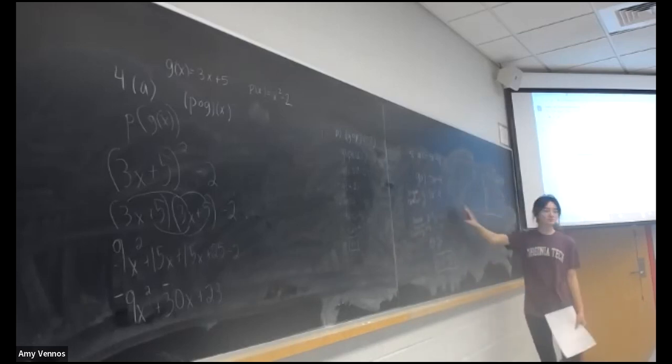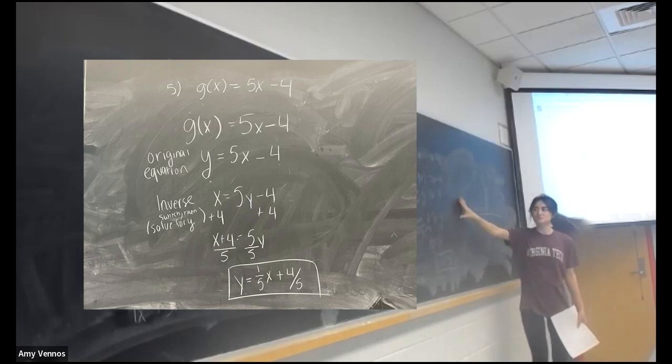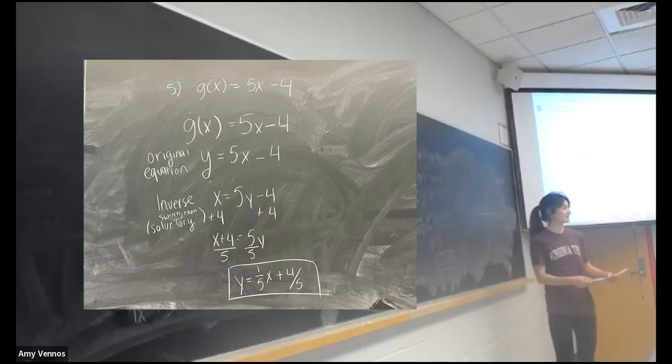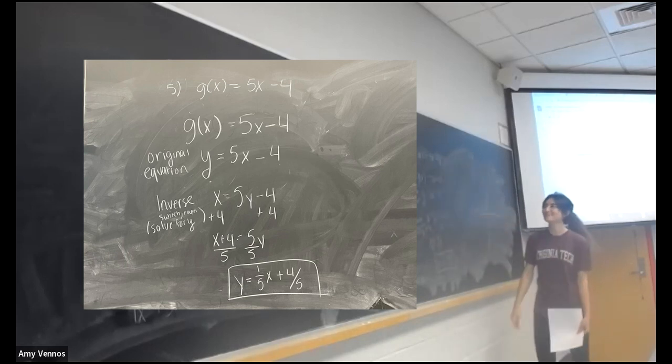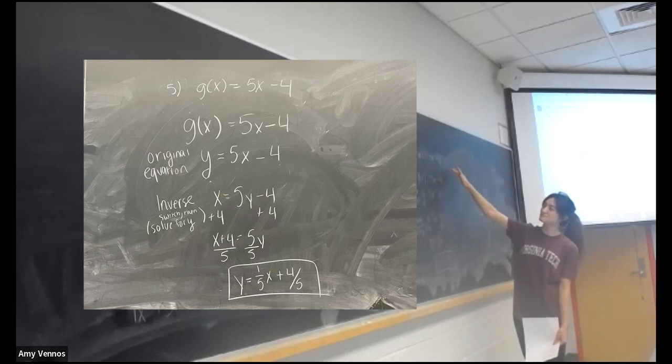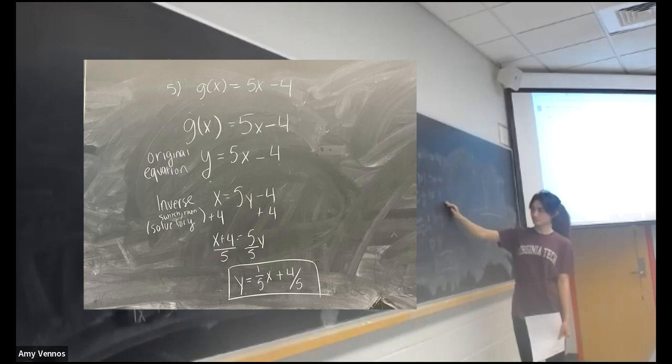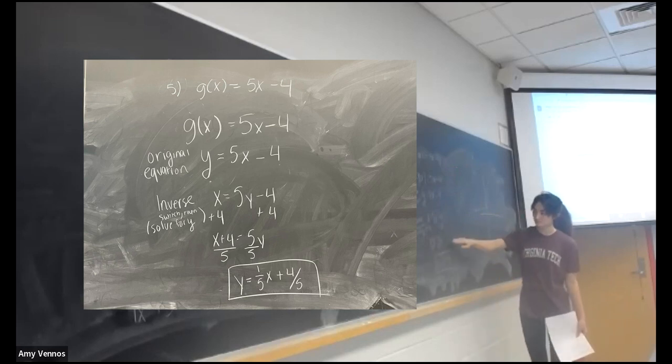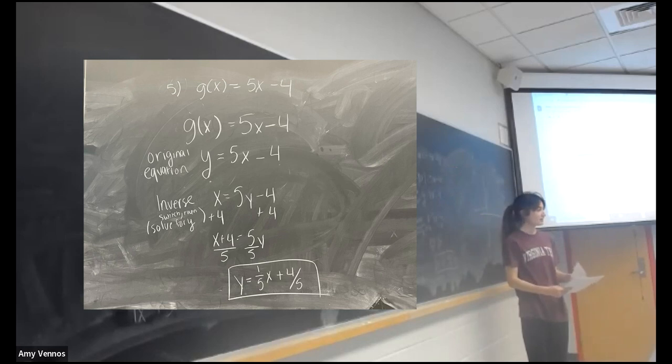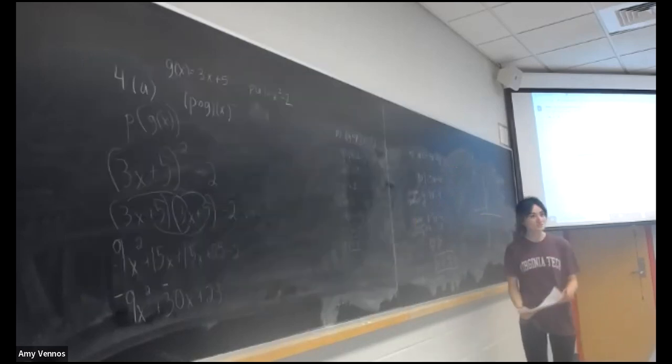Okay. Number 5, Lila, right? You want to take us through your steps? So I rewrote the equation, and then I put the g of x to y equals. And then I put the inverse translation after the y. And basically I just solve for y after that. Awesome. Good job on that one. Any questions on inverse functions?